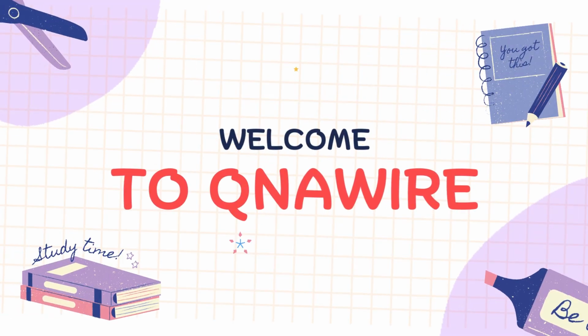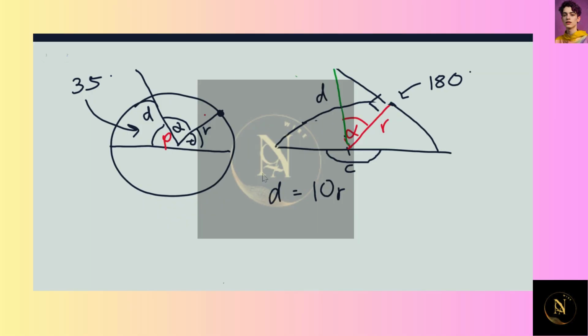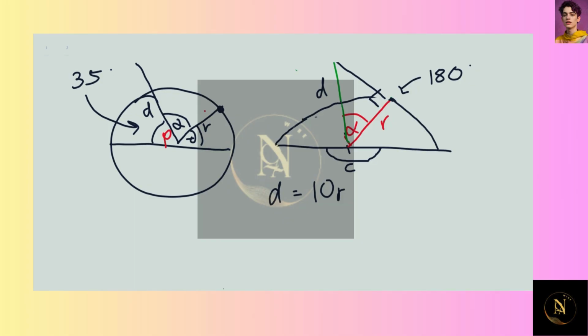Welcome to qnawire. So in this problem, we're going to be solving for an angle theta at which a ball is released after being whirled around in a circle. And that ball is labeled with this little black dot here, just for reference.